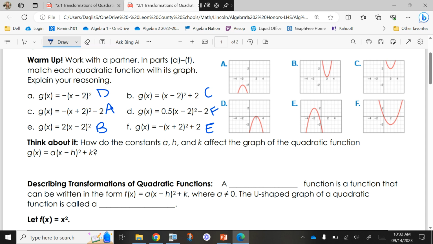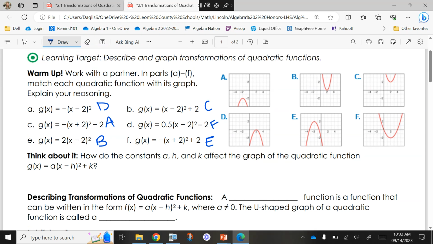What does a do to the graph? What did it do? So this guy, this guy, this guy. What is it? Stretch or shrink. Okay, so it's a stretch or shrink. What else did it do? What if it was a negative? Yeah, it was a flip or a reflection. Both with our y values, right? This was a vertical stretch or shrink, and this was a reflection across the x-axis.